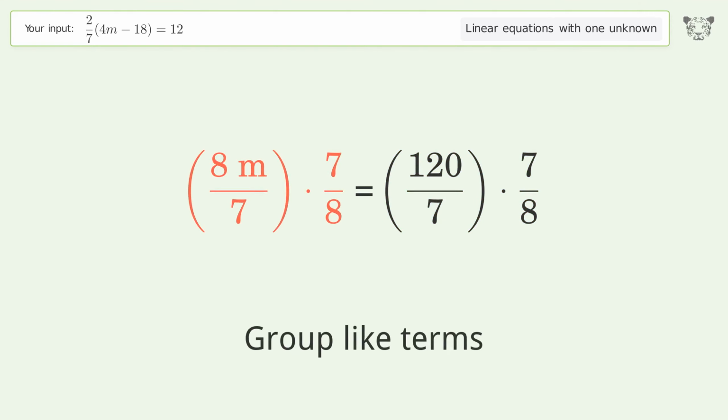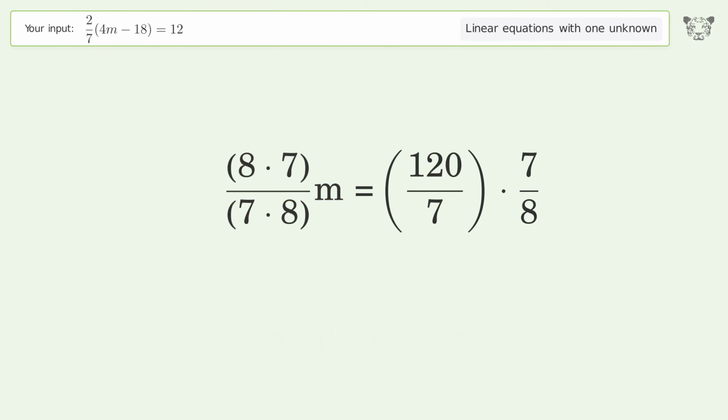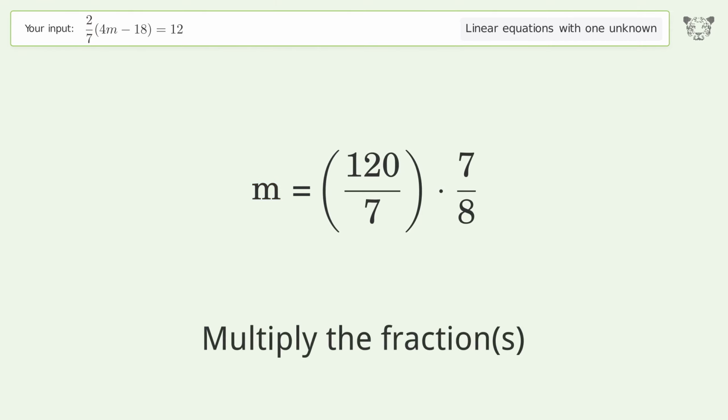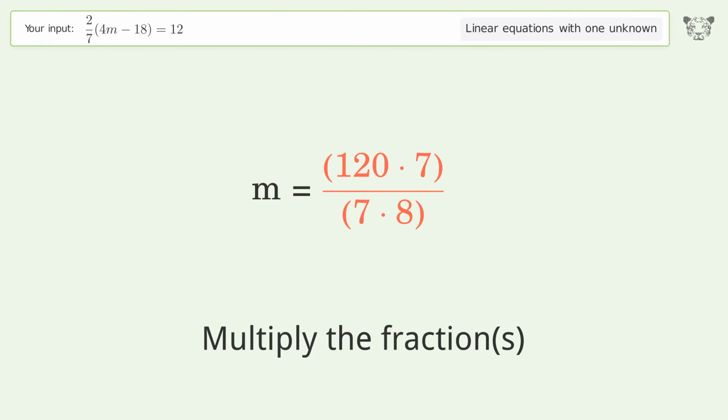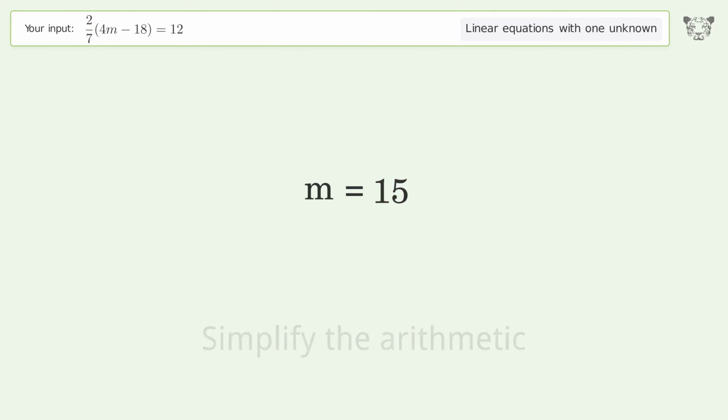Group like terms. Multiply the coefficients. Simplify the fraction. Multiply the fractions. Simplify the arithmetic. And so the final result is m equals 15.